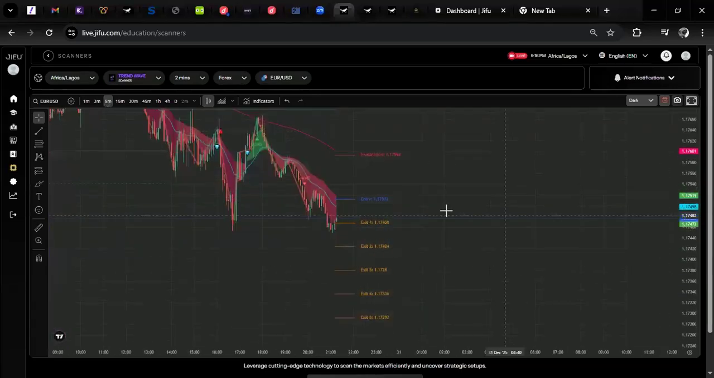So whenever it gets to entry, you can jump in for a sell or you set a sell stop. Sorry, a sell limit around this area. So if it gets here, it triggers you in for a sell. So that's exactly how you get to use the Trend Wave Sniper Pro on the Nexus scanners. I hope you understand, guys.